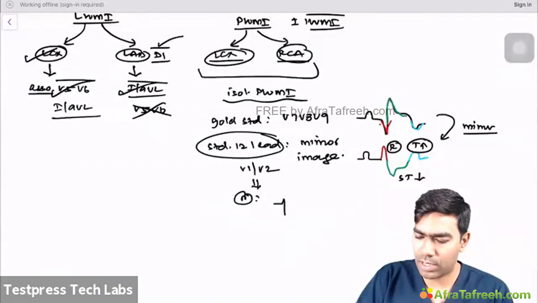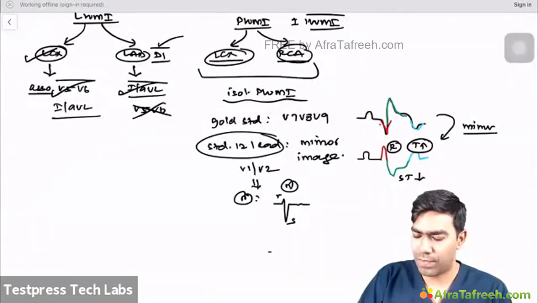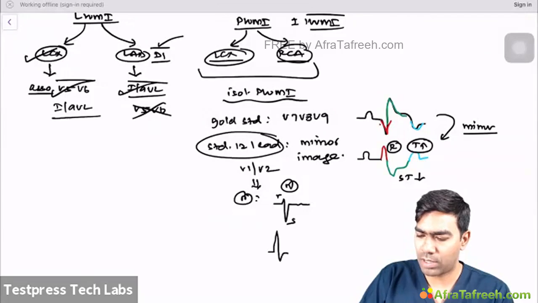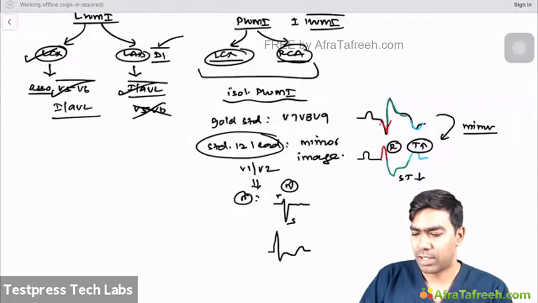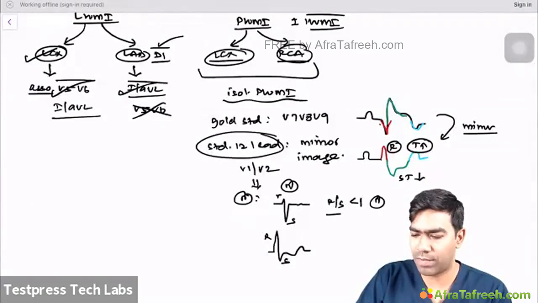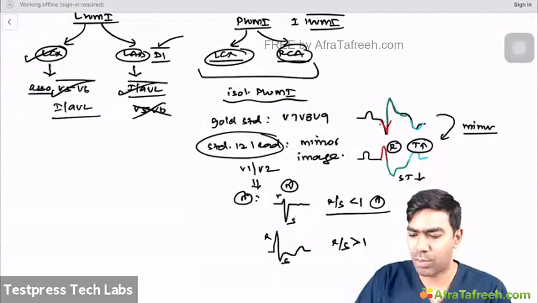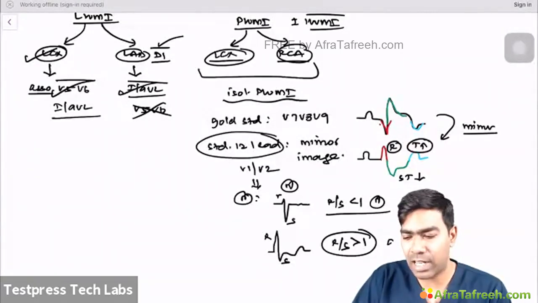Normally you will see something like this. This is normal, where you'll see a small r and a big S. But whenever you see a big R and small s, this is RS. Normally the RS ratio will be less than 1, which means R will always be small in V1. That is normal. If you see a bigger R wave, with an RS ratio more than 1, this is clearly abnormal.